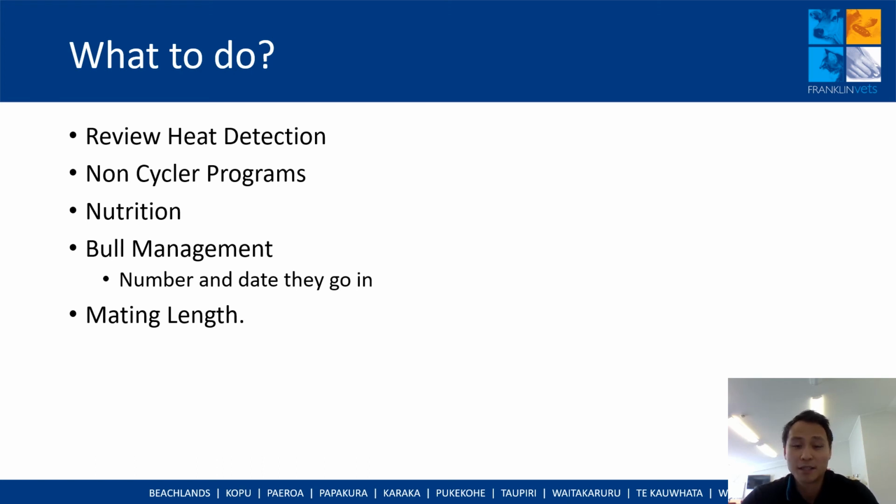But things to consider: bull management. You can put the bulls in early. You probably will need to increase the bull numbers as they will potentially have to service a higher number of cows. Nutrition. Review the body condition coming into calving and also your feeding strategies. Condition loss between mating and calving can have a significant effect on cycling cows. Now, these aren't an immediate fix. This is probably more from a long-term perspective.